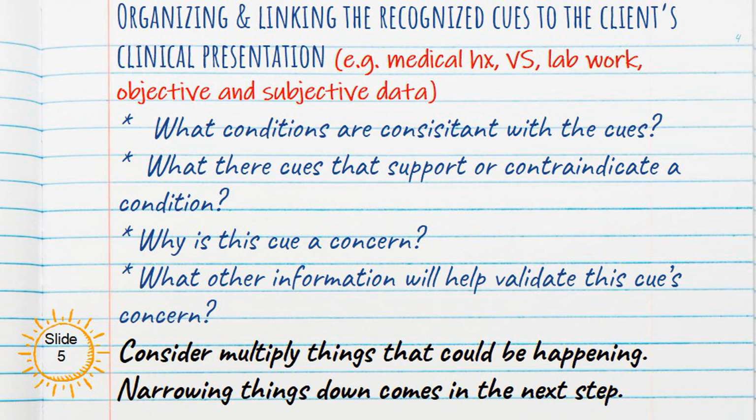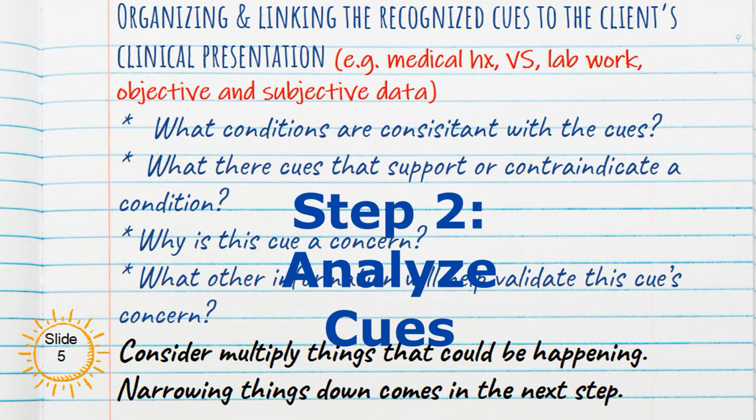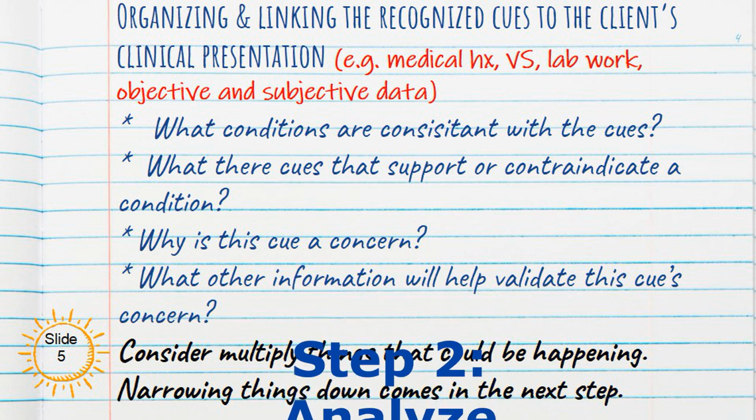After we've collected our cues, then we have to organize the cues, right? Let's not forget, this is the NCLEX. So for some reason, the NCLEX test writers like to put stuff in there that has nothing to do with the question. So while it may be a cue, the second step you have to do is you have to analyze those cues, organize those cues. What conditions are consistent with the cues? Are there cues that support or contraindicate a particular condition, right?